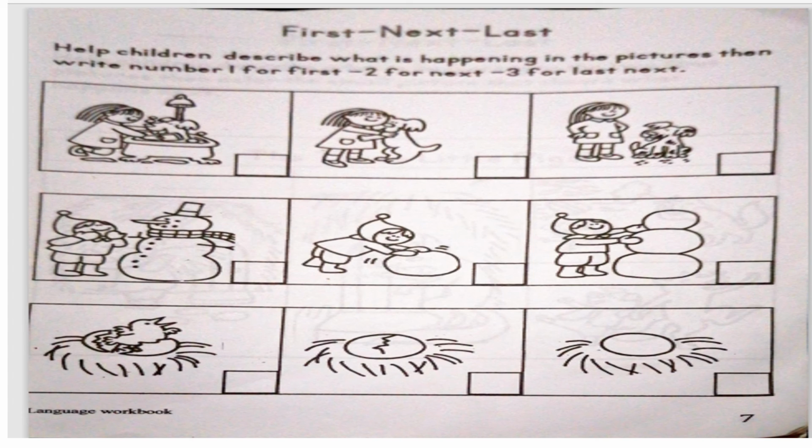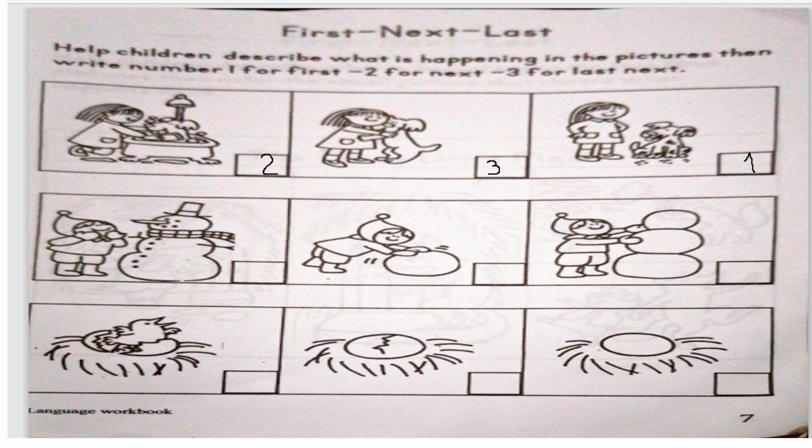Look at the first sequence. There's a girl bathing a dog, a girl hugging a dog, and a dog that is dirty. What do you think happened first? Well, we are going to use the number 1, first, next, and last.